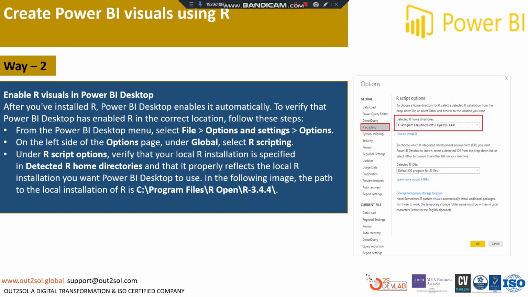These are the ways that we can enable R visuals in Power BI Desktop. First, go to the Power BI Desktop menu and select File, then move towards Options and settings. On the left side of the page, you can see the options under Global. Select R scripting. Under the R script options, verify that your local R installation is specified in the detected R home directories. And this is the version that we have to use for R scripting. As you can see in the image, this is how you can enable R scripting in your Power BI Desktop.